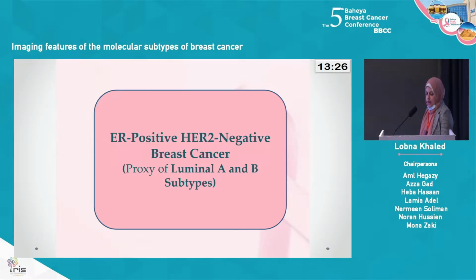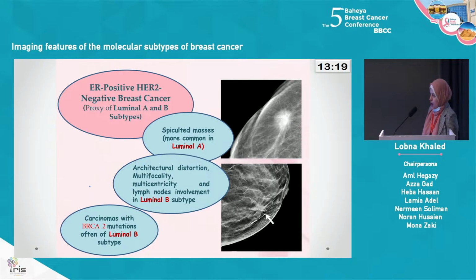ER positive HER2 negative breast cancer. This is a proxy of luminal A and luminal B subtypes. Usually this type presents as a spiculated mass. This is more common in luminal A. Architectural distortion is more common in luminal B subtype. Also multifocality, multicentricity, and lymph node involvement are more common in luminal B subtype. Carcinoma with BRCA2 mutations is usually of luminal B subtype.